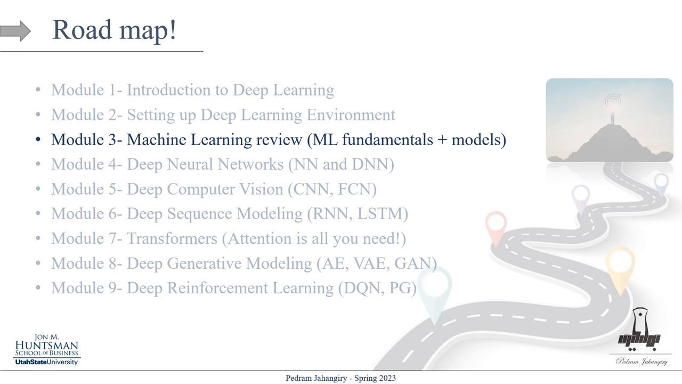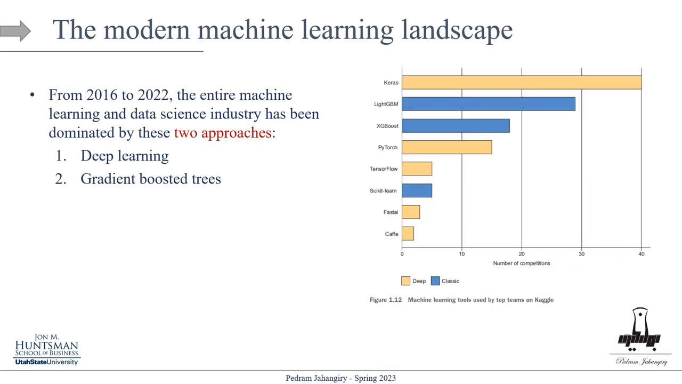All right, this is module number 3, part 2. In part 1, we covered some of the machine learning fundamentals that we need to rely on moving forward to the deep learning course. In this part, I'm going to walk you through the most powerful and successful gradient boosting algorithms, namely XGBoost, CatBoost, and LightGBM.